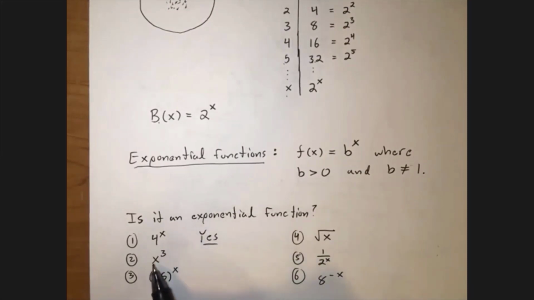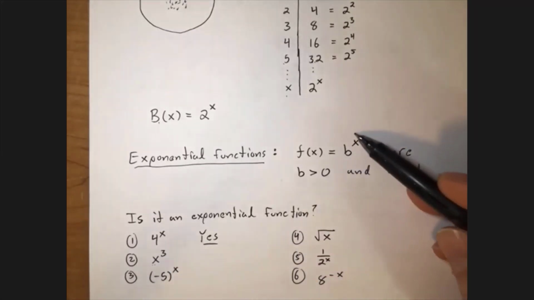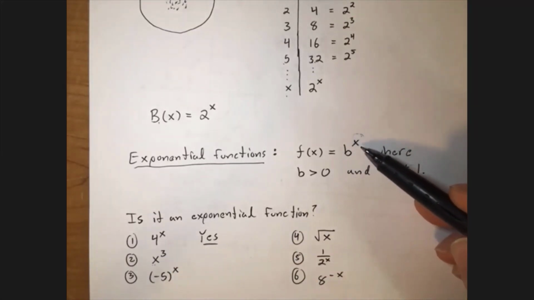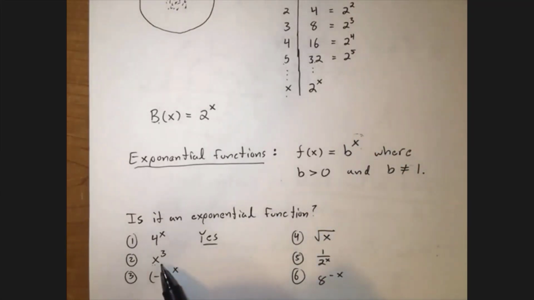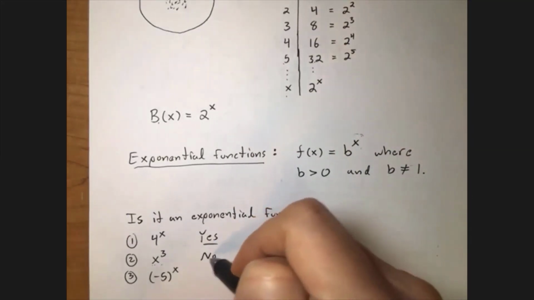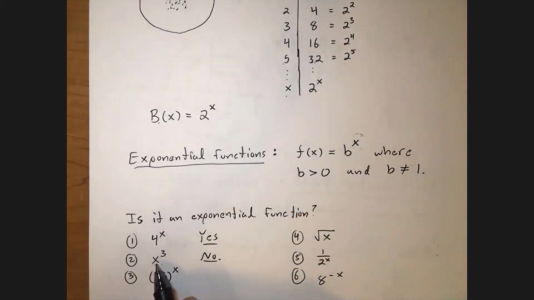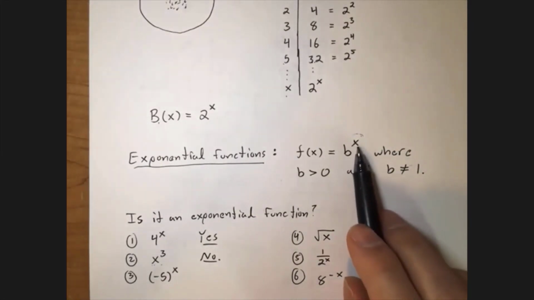What about the next one here, x cubed? It looks like it's got all the ingredients, right? 3 is positive, it's not equal to 1. The problem is that the x and the 3 are in the wrong place, right? An exponential function has to have the variable in the exponent and the number down here. This is the wrong way around. So that is not an exponential function, and we know what kind of function this is. This is a polynomial. Sometimes we call this a monomial because it's a polynomial with only one term. But it's not an exponential function. That variable has to be in the exponent.